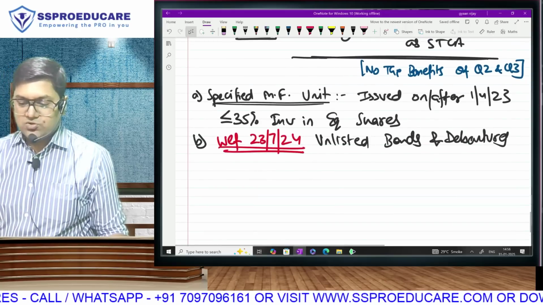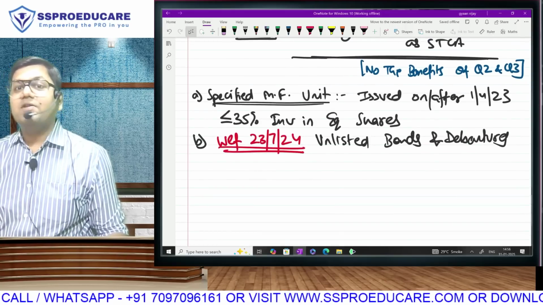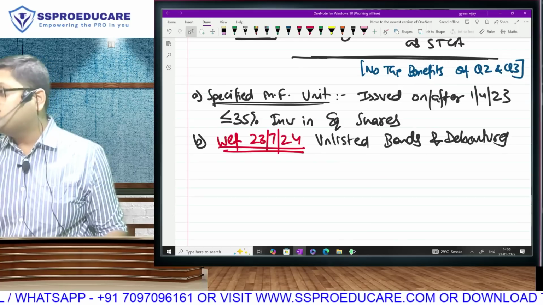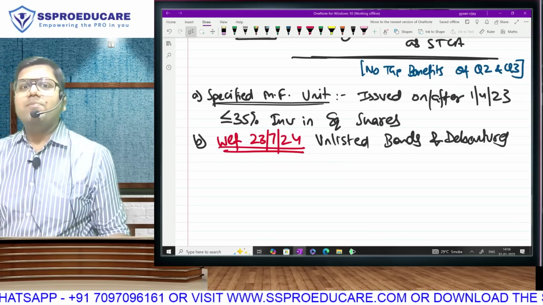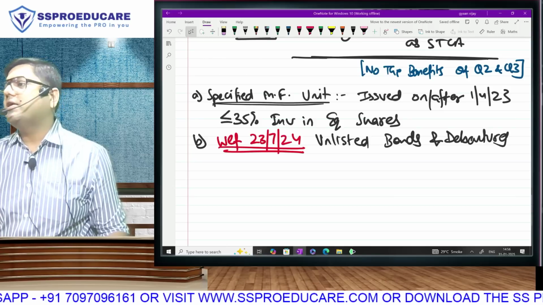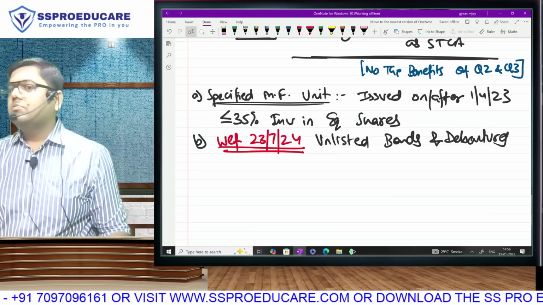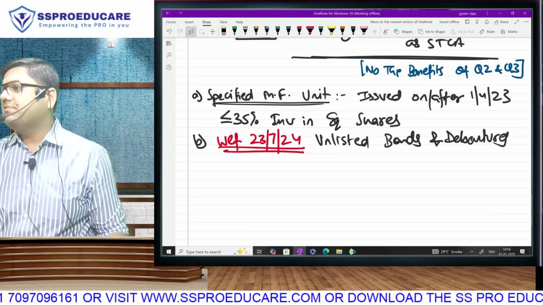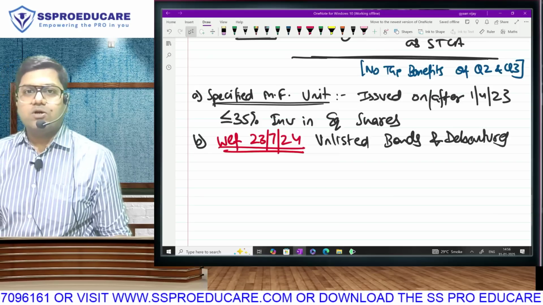Because from 23rd July, unlisted bonds and debentures will be deemed to be short-term, to eliminate tax benefits for cases where you are actually taking no risk. Bro, if you are taking no risk only, why should we give you tax benefits? So, unlisted bonds and debentures.